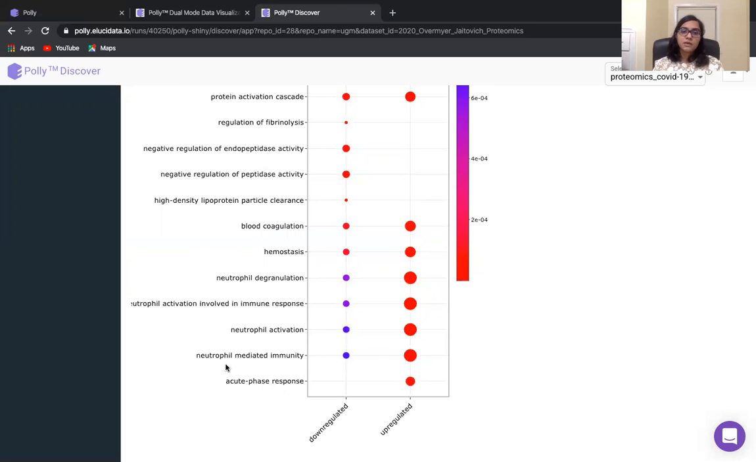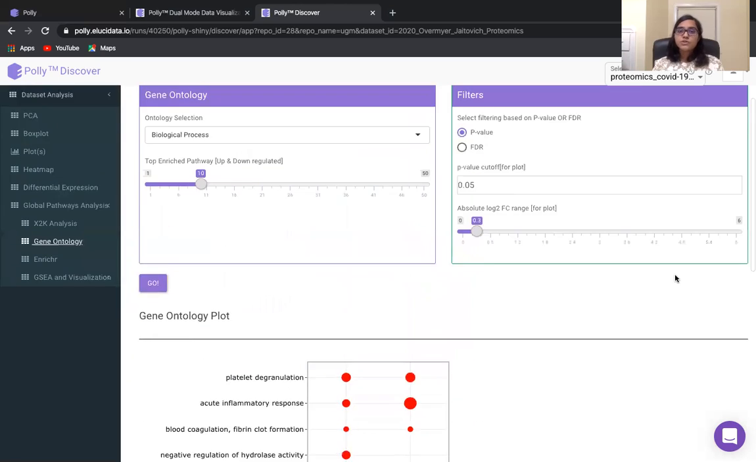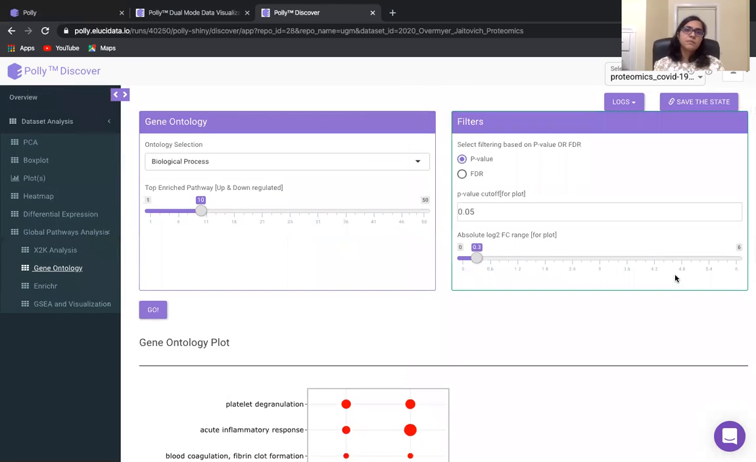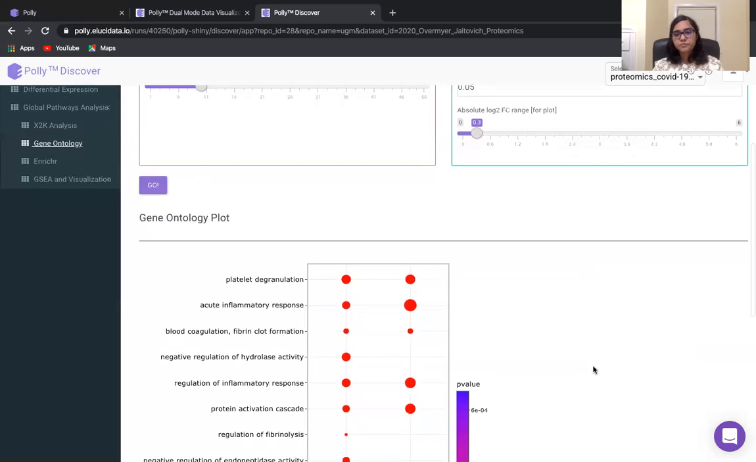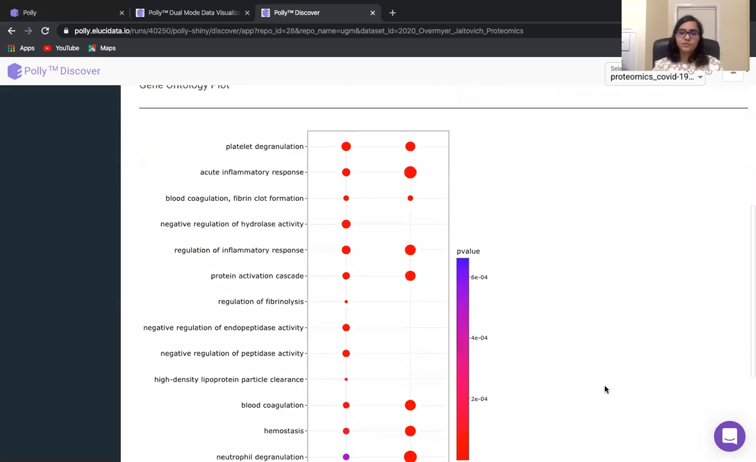And again, several pathways related to neutrophils are showing up. So as you can see, there was this study that was published. The data is present on Polly in a curated and analysis-ready fashion. And it literally took us a few minutes to go from there to biological interpretation of these data.